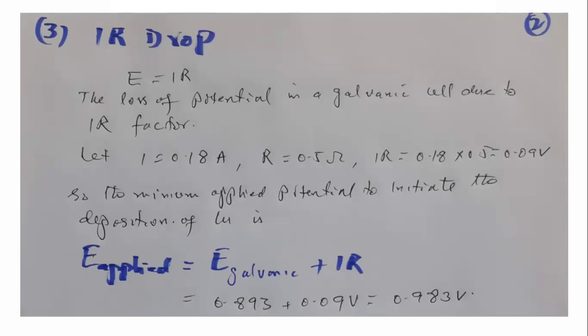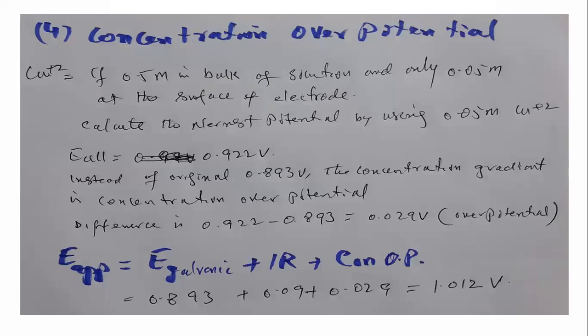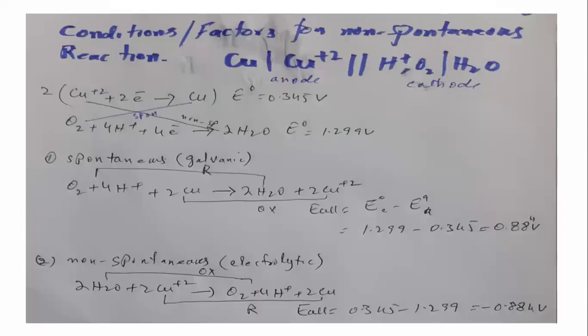So what is the next factor? The next factor is the overpotential. The first is called the concentration overpotential. And what is this? This is just the difference between the concentration near the surface of the electrode and in the bulk of the solution.